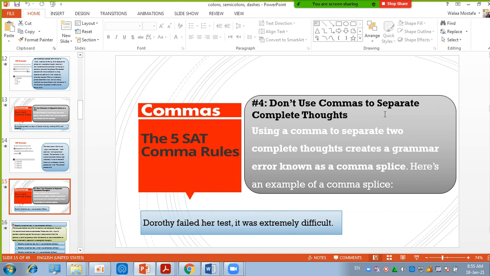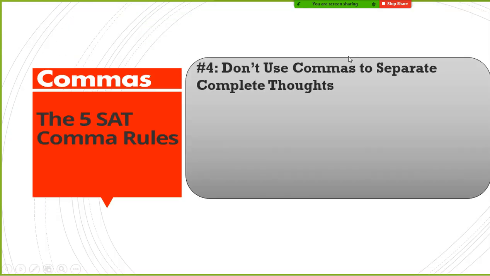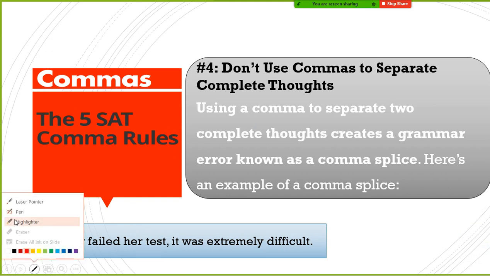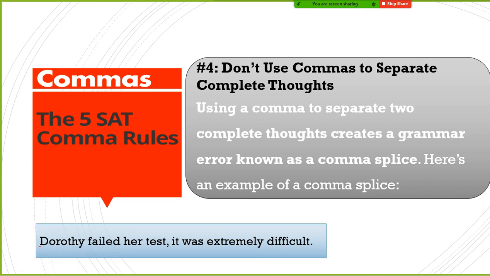If we have two complete sentences, I cannot separate them with a comma, because the comma is too weak to separate them. What should I use instead of the comma? I have a lot of solutions, but let's see the examples first. Dorothy failed her test. It was extremely difficult. I have here two complete thoughts.